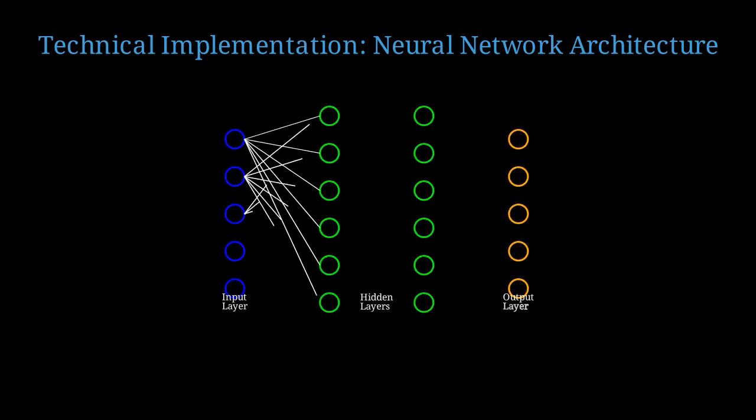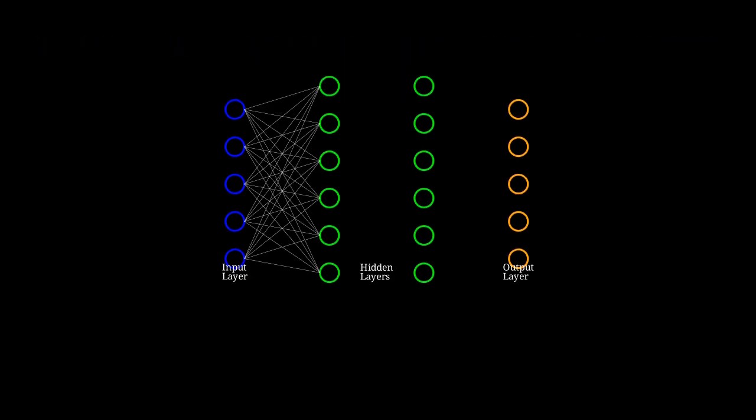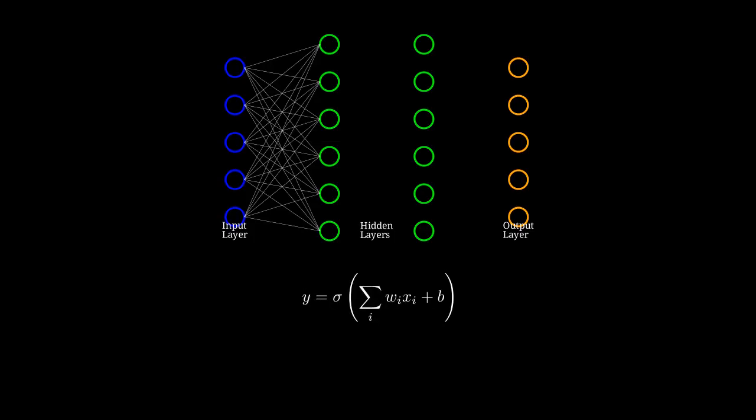Let me briefly explain the neural network architecture that powers the pedagogical engine. This is cutting-edge deep learning technology. The system uses a deep neural network with multiple hidden layers. The input layer receives student performance data, demographic information, and learning history. Hidden layers process this information through hundreds of thousands of weighted connections. The output layer produces the next instructional step. Each neuron performs a weighted sum. Y equals the sigmoid function of the sum of weights times inputs, plus a bias term.